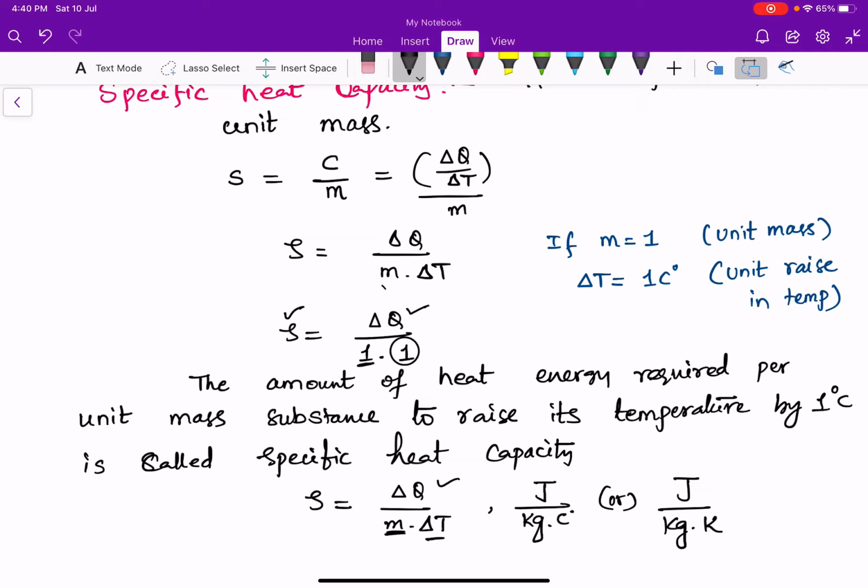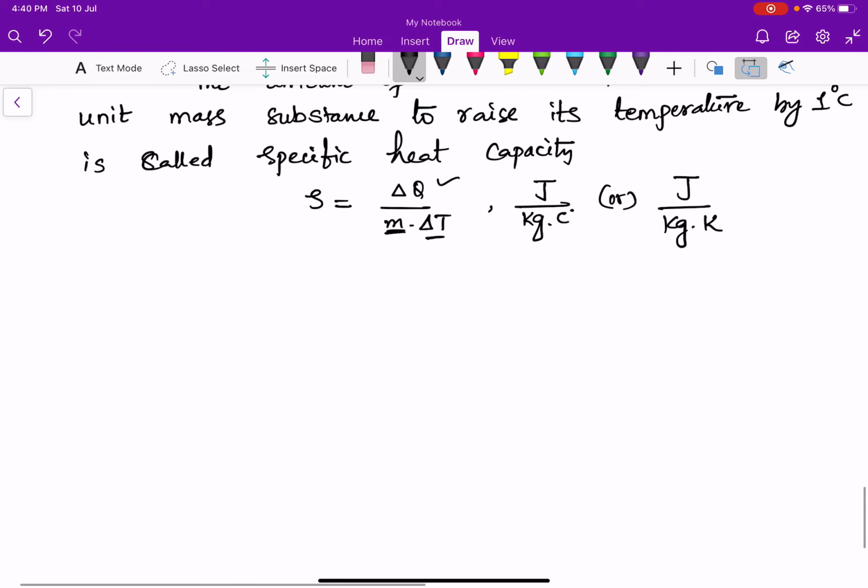So this is in the case of solids and sometimes liquids also. But in the case of gases, it would be more convenient to measure the amount of substance in terms of moles, not in terms of kilograms or grams. So in the case of gases, we define specific heat capacity as molar specific heat capacity, because the amount of substance in this case would be moles, not kilograms or grams.